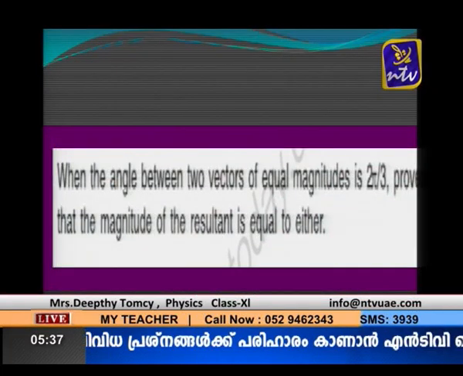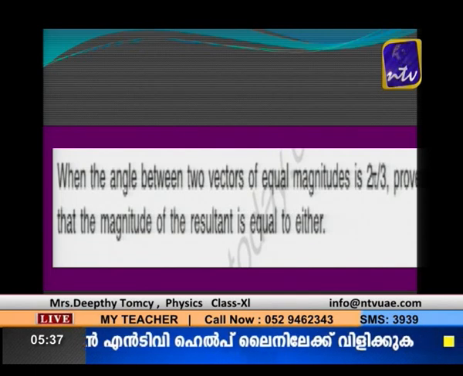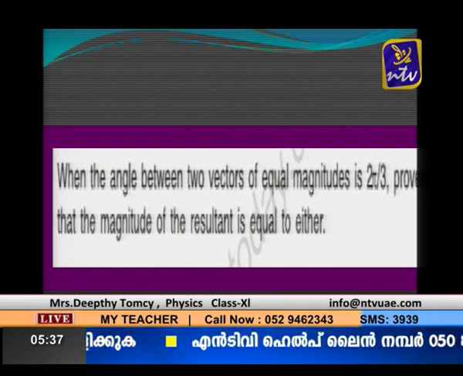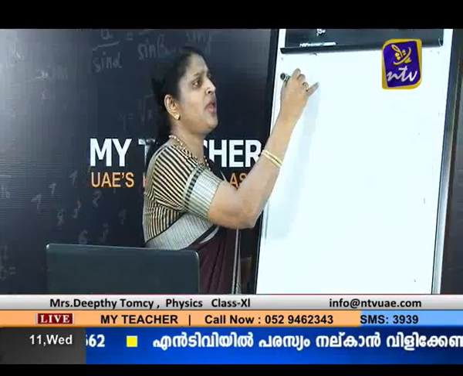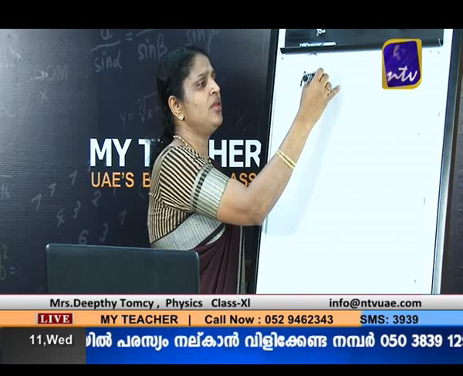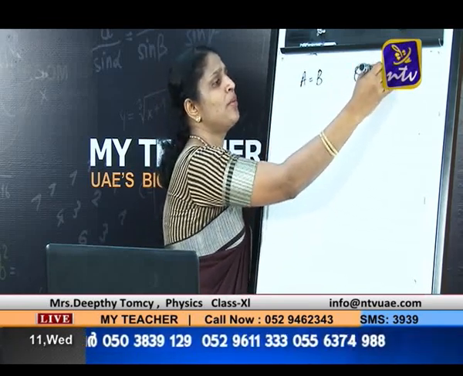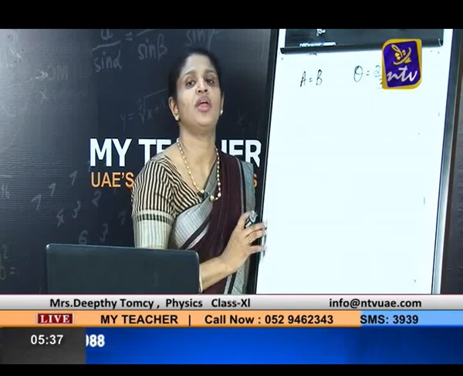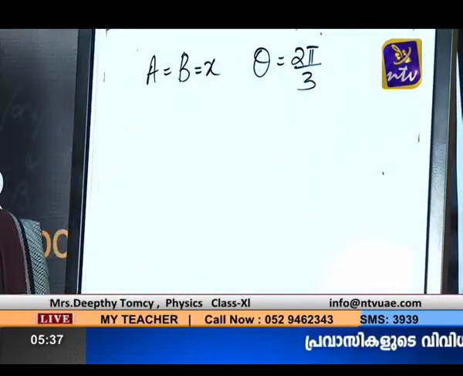When the angle between two vectors of equal magnitudes is 2 pi by 3, prove that the magnitude of the resultant is equal to either. Okay, let us see how we can do it. You have to show that when a is equal to b and when theta is equal to 2 pi by 3, the answer which you are going to get is also found to be equal to either a or b. Let us assume that a is equal to b is equal to x.